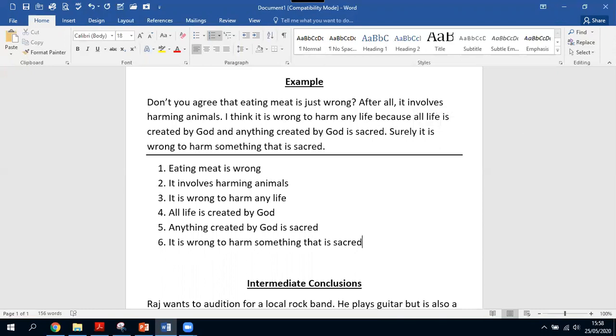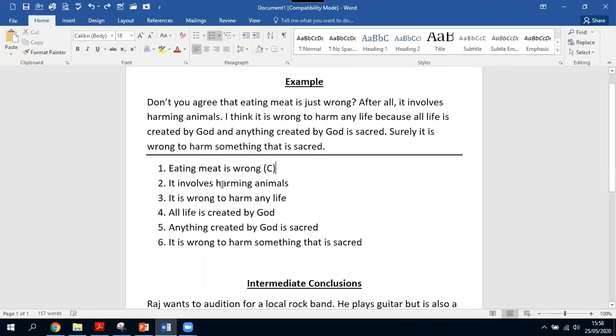Those 6 sentences are all statements because they have a truth value. So they can be proven to be either true or false, or can at least be considered to be true or false. What you'll notice is, first of all, our conclusion, eating meat is wrong, appears at the start of this argument. So this is our conclusion.